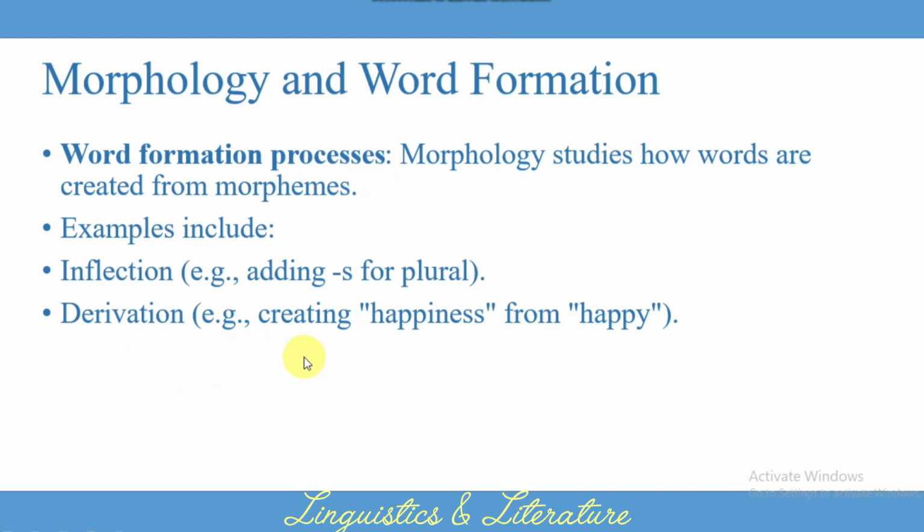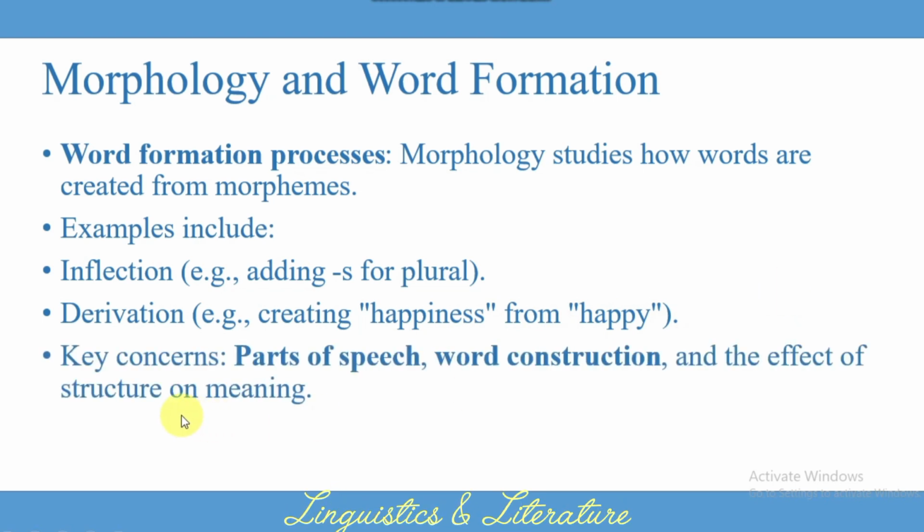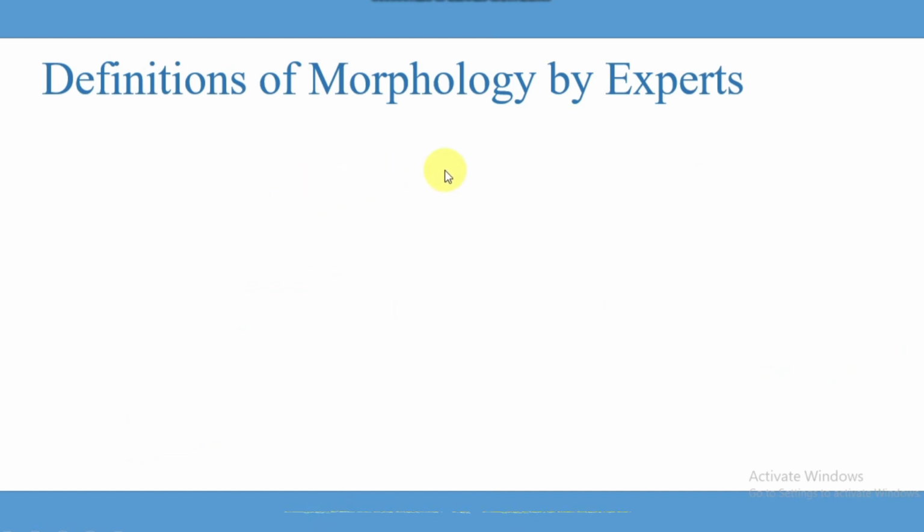Derivation is creating happiness from happy. This is also derivation in morphology. Key concerns are parts of speech, word construction and the effect of structure on meaning. Definition of morphology by experts.